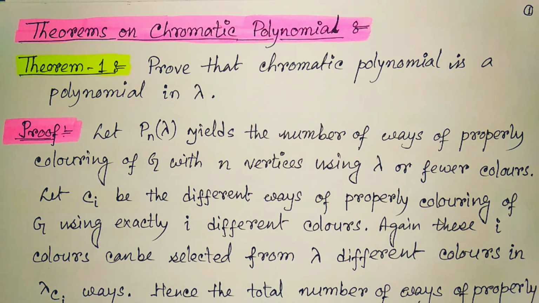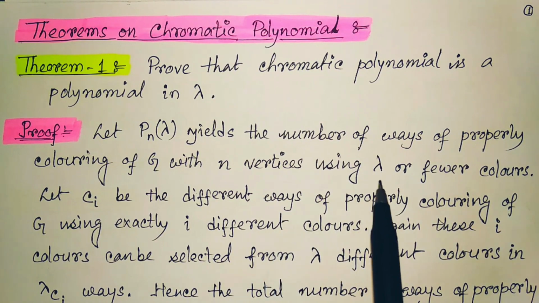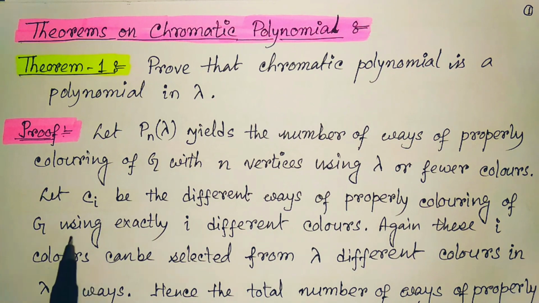Now out of these lambda colors, suppose we choose any i number of colors to color the graph properly. From the lambda colors, if we select i different colors, and if it is possible to color the graph properly using i different colors, then let Ci be the number of different ways of properly coloring that graph G.